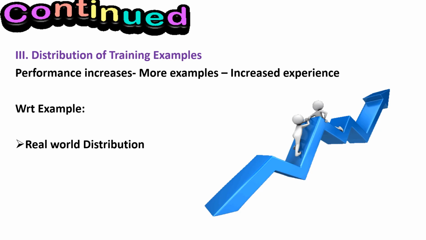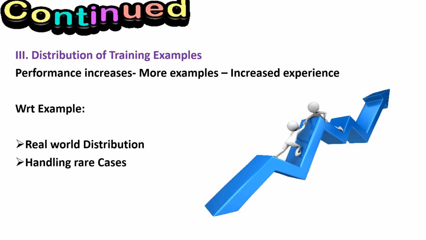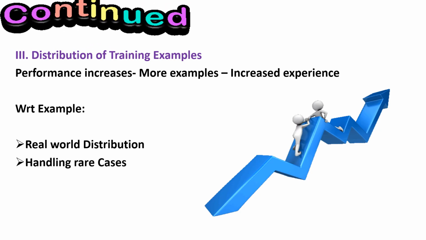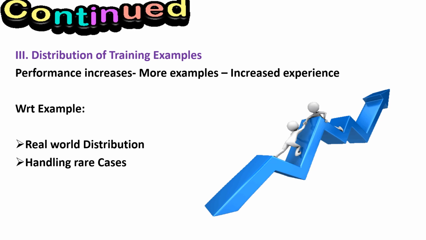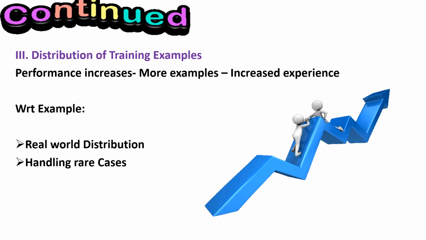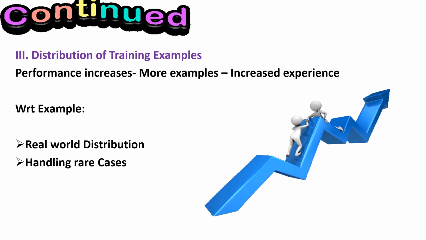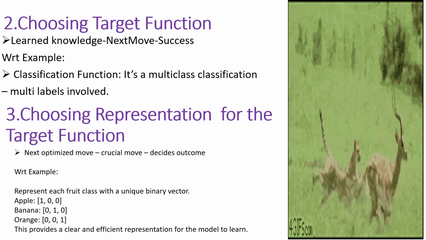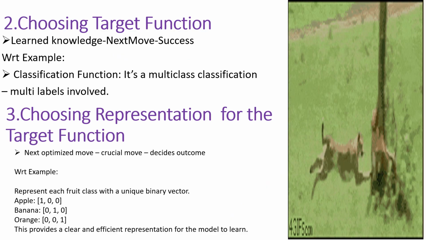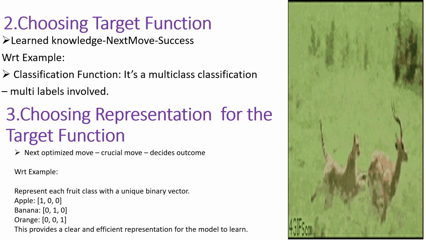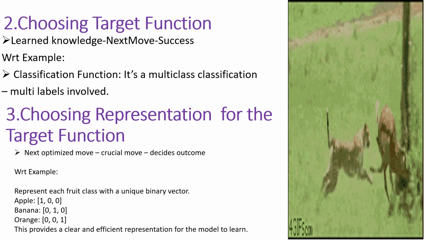So if we give a basket of fruits, then obviously all these factors will get into the picture, and it will lead to the first step of designing a learning model. The second step is choosing the target function. So the target function is nothing but the outcome, right?